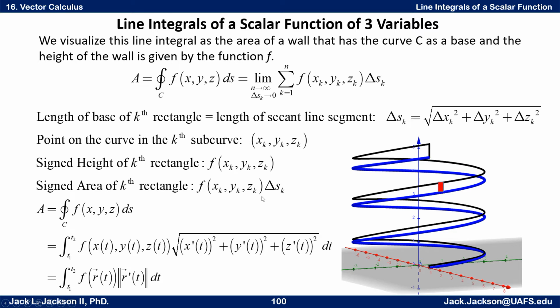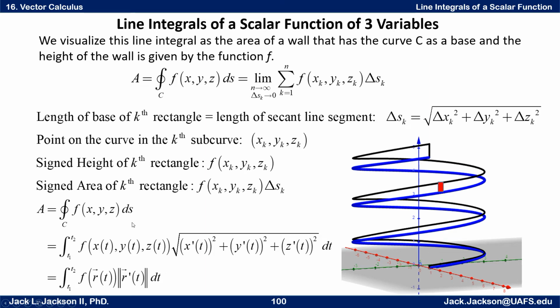I say area; it should be a signed area, because if that f function is negative, then it's not really height; it's a negative of a height. So a signed area, and then add those up, and we have a Riemann sum there, which is a sum of areas of rectangles. Now as usual, we take the limit as n goes to infinity and the delta s_k's go to 0, and that gives us our line integral of our function ds.